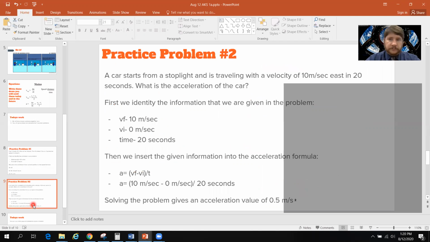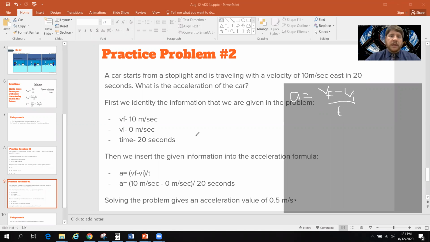So with that in mind, I'm going to go ahead and write out our formula. A equals VF. I'm going to do that version. I like the second version better. VF minus VI. Oops, lost my drawing thing. Here we go. Got it back, I think. There we go. That's supposed to be a V. All right, VF minus VI over time.